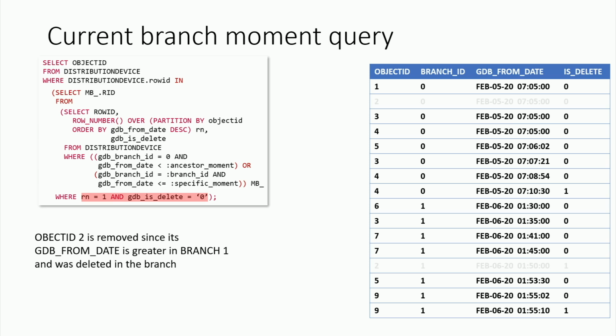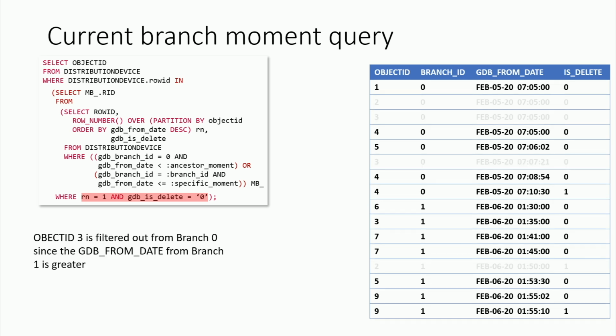Okay, and the from date is greater than it was in default, okay? That's why object 2 was deleted, so we remove it. The next thing we do is object 3 is being filtered out, the top 2 most instances that were in default, because we've also edited them in the branch version, okay? And the from date there is greater in branch for object ID 3 in the branch.